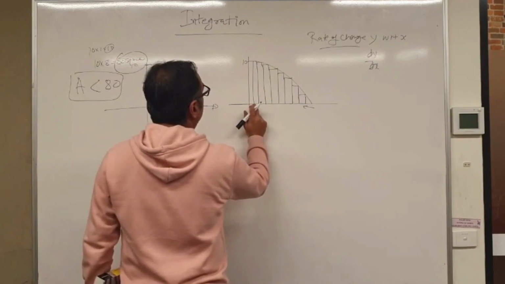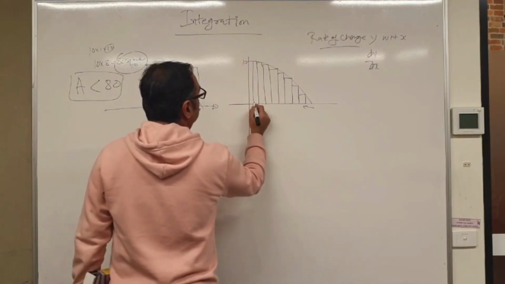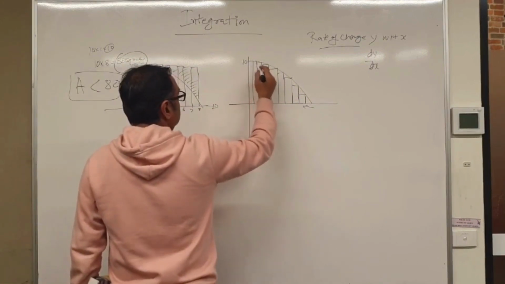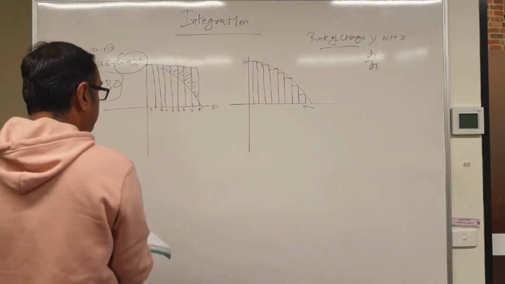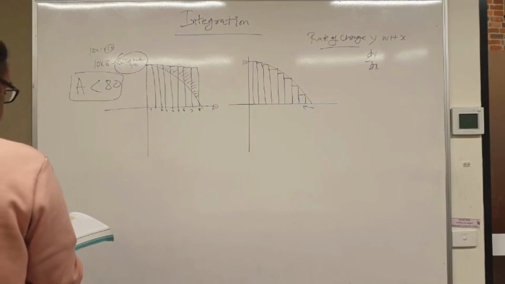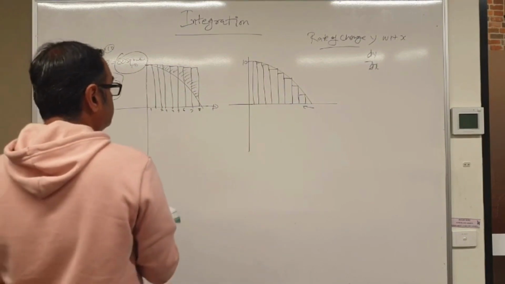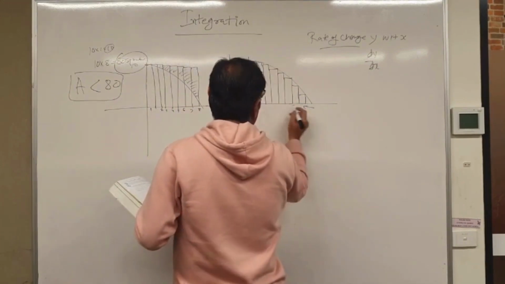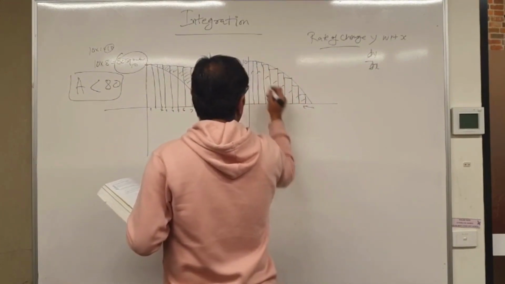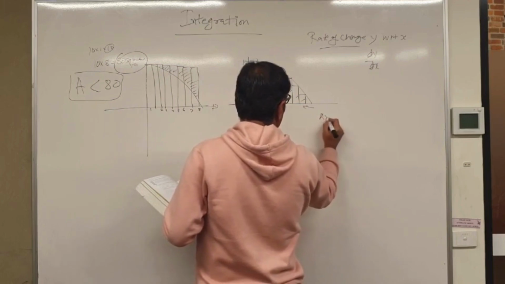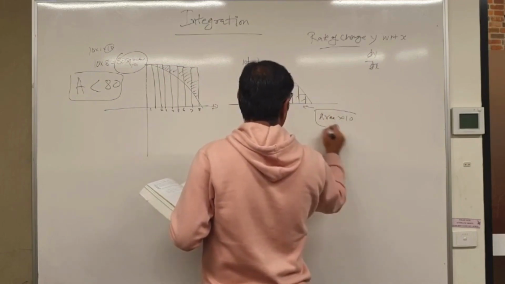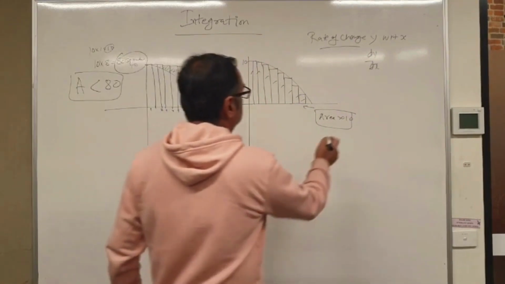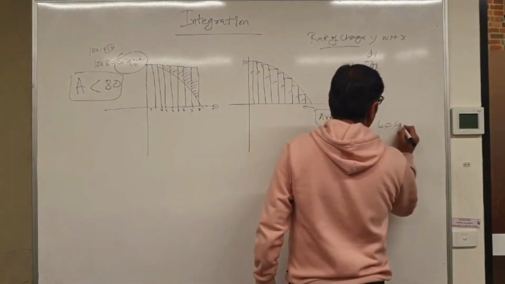And now I know the area of each rectangle. So how do I find the area of each rectangle? I find the area of each rectangle and I times it by 10. So I'll say area times 10. And let's say this was 60 square units.